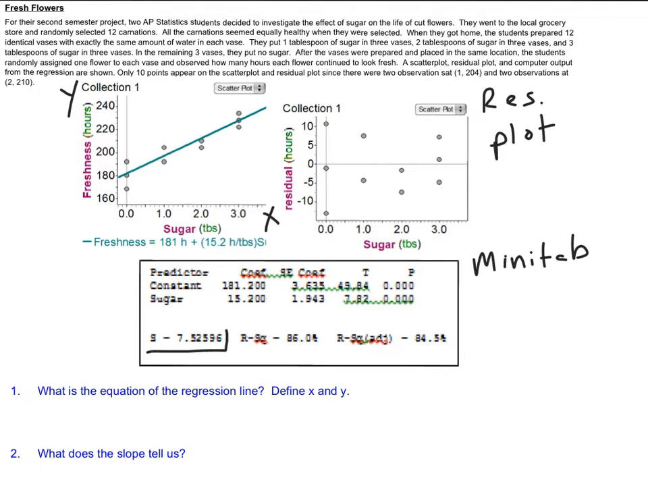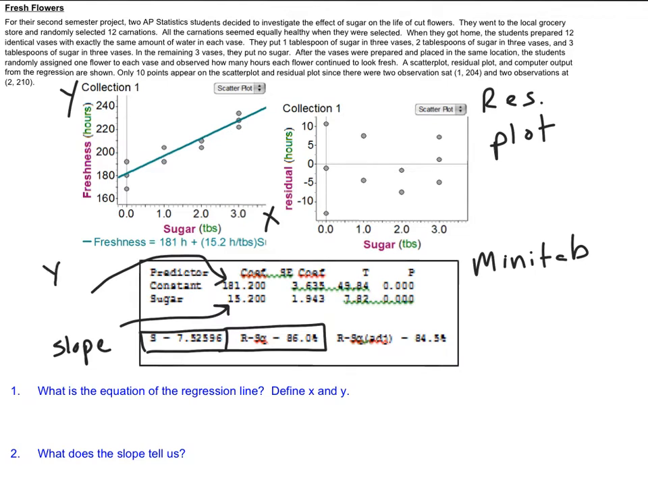Here are the things we may want. There's S. There's R squared. There's slope. And there's y-intercept. Everything else at this point in time, not interested. That's the only stuff I want, those four things.